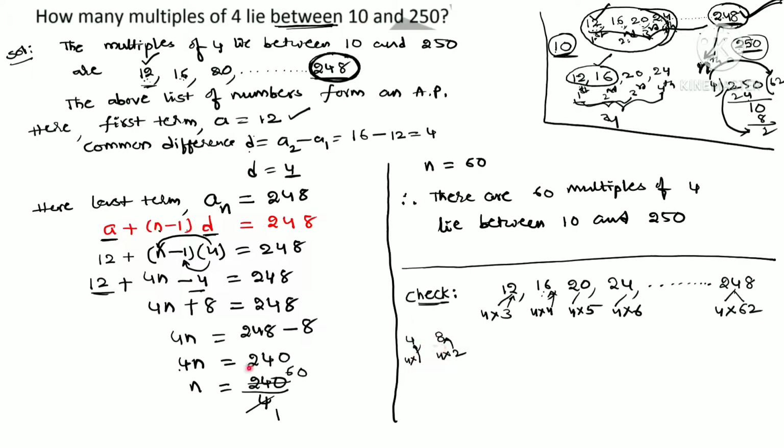That means we don't want these two. Suppose we are starting from here to here, how many multiples are there? 62. But we don't want this because we want only in between 10 and 250. So out of 62 multiples, we don't want 2, so how many multiples are there? 60. That's it. So that is the answer. Conclusion line: there are 60 multiples of 4 lie between 10 and 250.